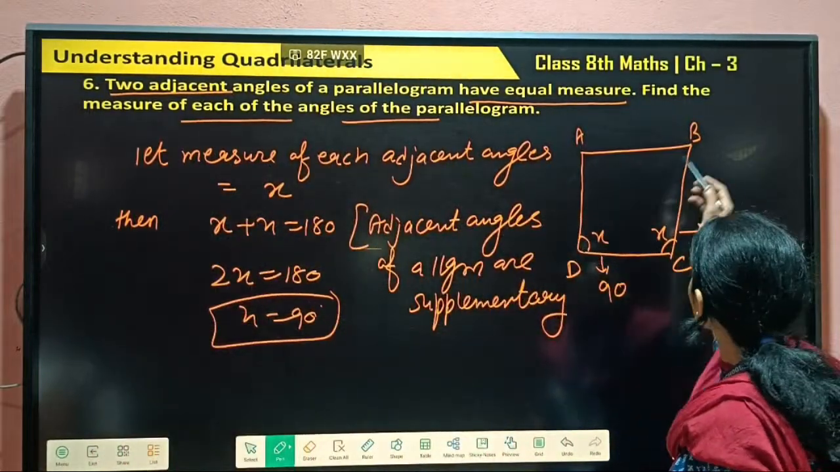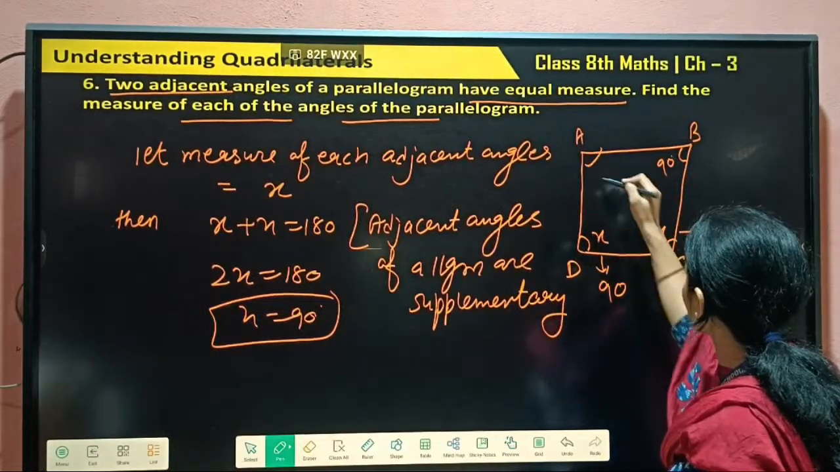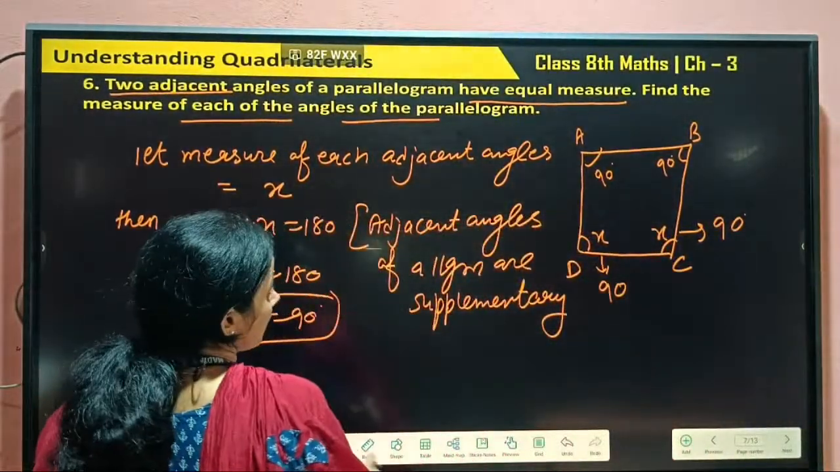Now this D is opposite of angle B, so it will be 90 degrees, and angle A is opposite of angle C, so it will also be 90 degrees. Okay, next question.